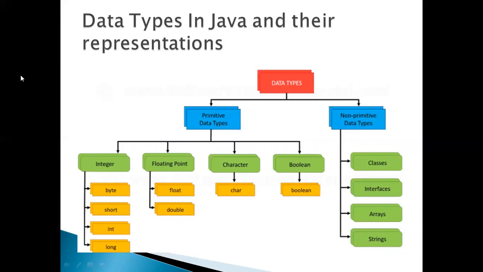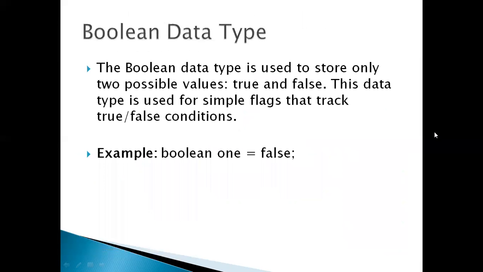The non-primitive data types are of four types: classes, interfaces, arrays, and strings. We will not go through these non-primitive data types today. We will only stick to the primitive data types. In the next class, we will go through the non-primitive data types.